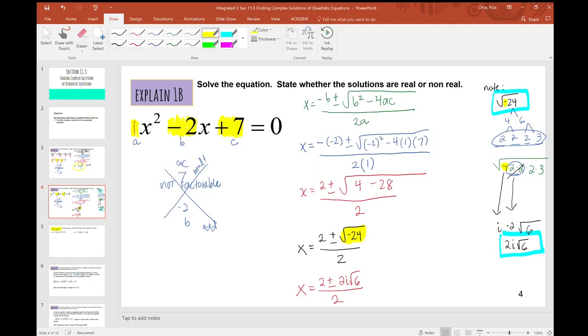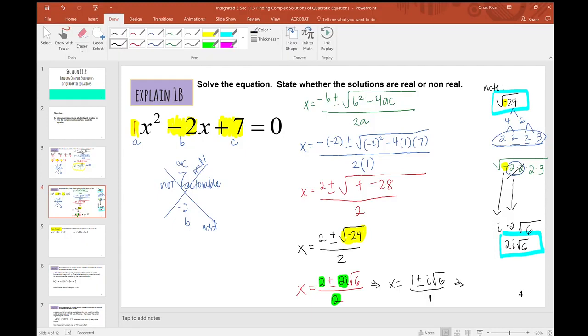So class, if you analyze your numbers, notice how our whole numbers 2, 2, and 2 are all divisible by 2. So let's divide all of them by 2. x equals 2 divided by 2 is 1, plus or minus 2i divided by 2 is 1i, or just i, radical 6, and 2 divided by 2 is 1.